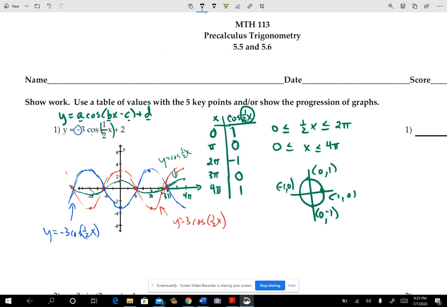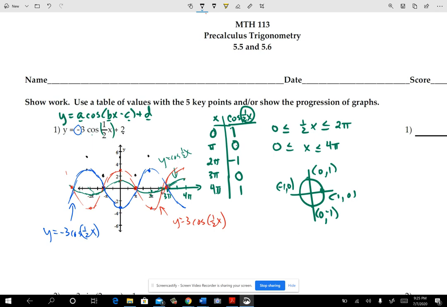So at every spot, this 2 is a vertical shift. The 2 is going to wind up shifting every single point up 2. So when it used to be at 3, it's now going to be at 5. These used to be at 0, they're now at 2.